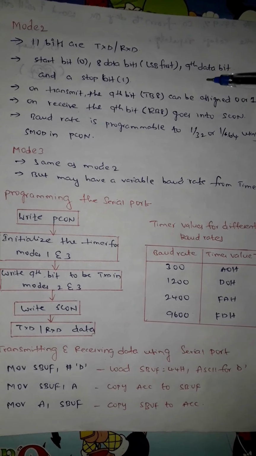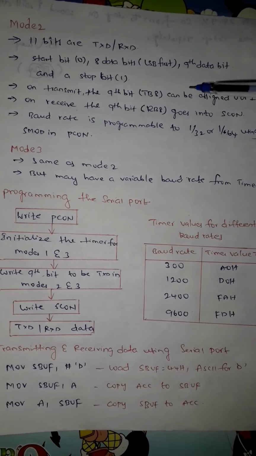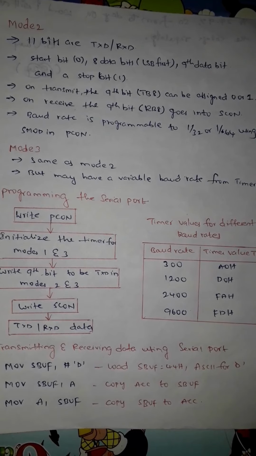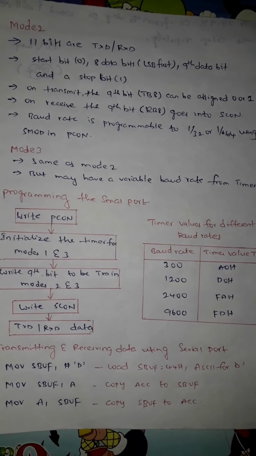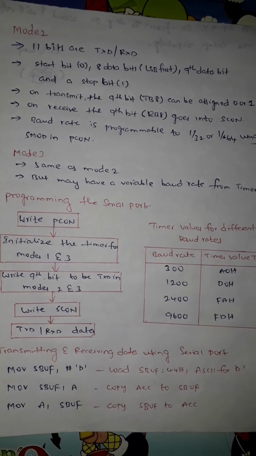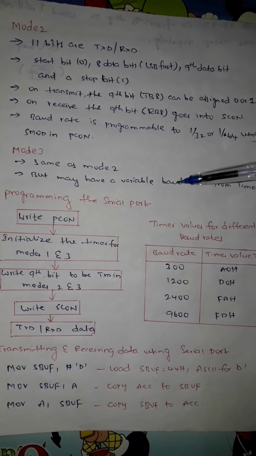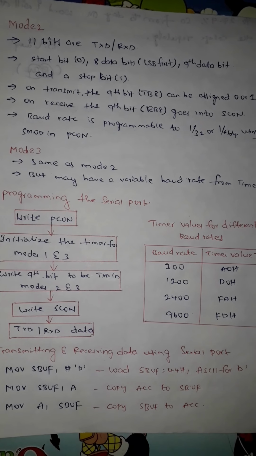This 9th bit is transmitted through TB8. If you want to transmit the 9th bit, it is stored in TB8 before transmission, and after receiving, the 9th bit is stored into RB8 of the SCON register.